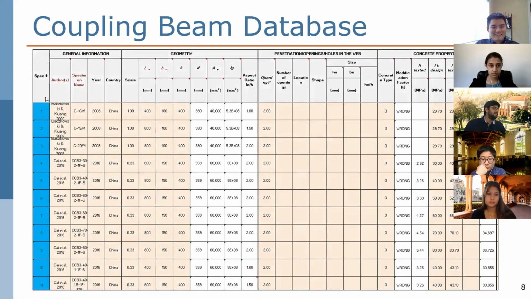Next up, we have just a snippet of the database. The columns go on and on, but this is just a summary of it. Just the general information about the experiment. The geometry includes everything about the geometry, and penetrations or holes in the webs, if there are any, and concrete properties. As you can see, it's highly detailed, and it's done by reading all the papers and putting everything in an Excel sheet, so that reading it from there, you can get a summary of what exactly happened in the experiment.